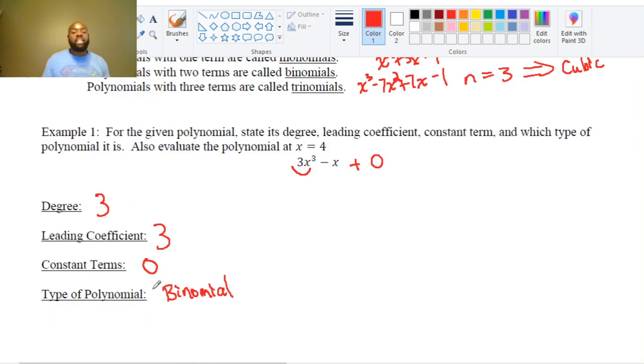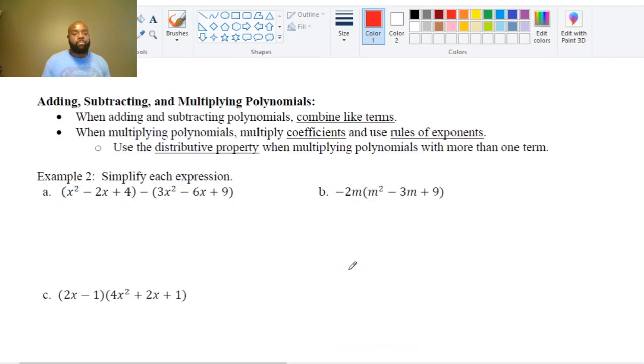And so this one is binomial since it has two terms. You can also call this cubic based off of the highest degree. So this name is based off of the degree. This name is based off of the number of terms, right? What we really want to get to is how to add, subtract, multiply, and divide polynomials. That's all we want to talk about in this video, right?